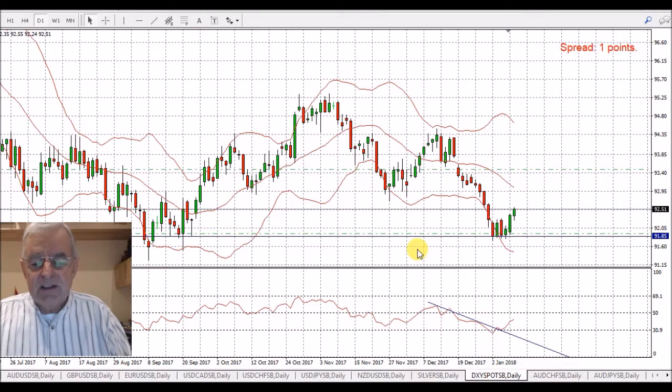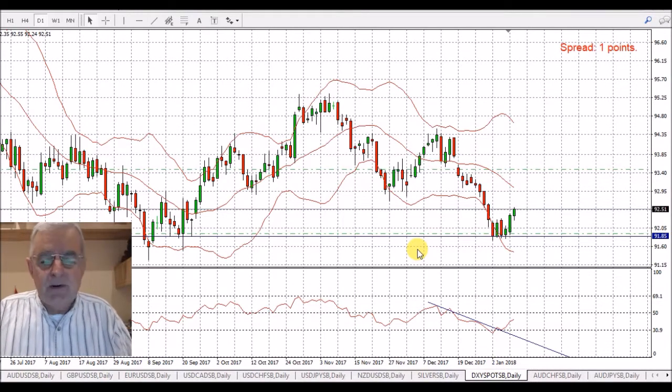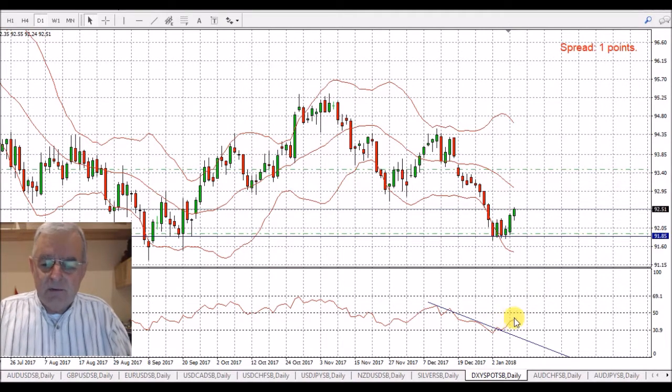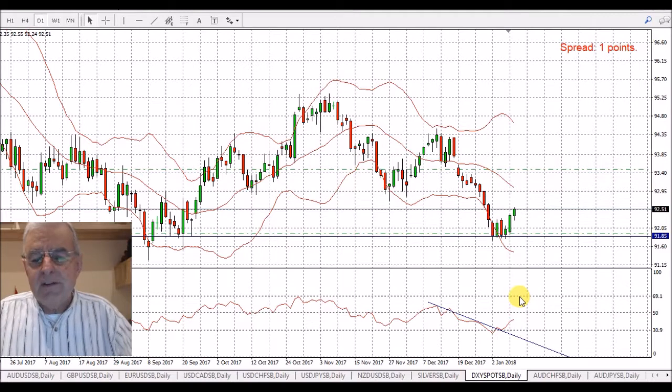Again, we're back to the DXY spot, the US dollar against the basket of currencies. So this is starting to go up quite nicely. We'll leave that for a few days and see how it gets on.